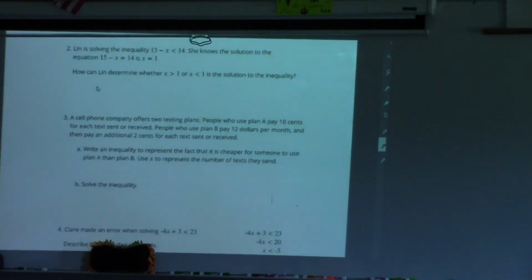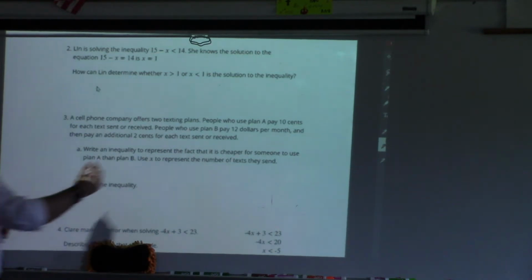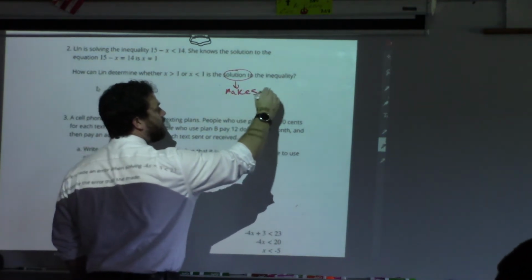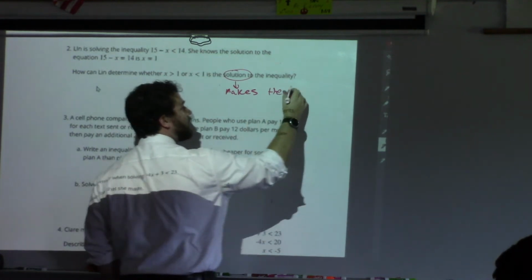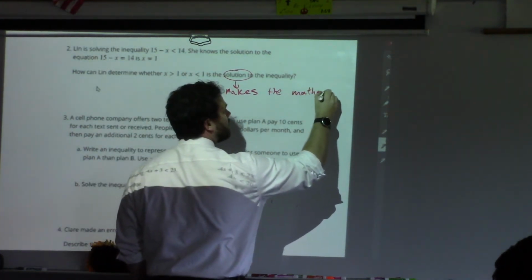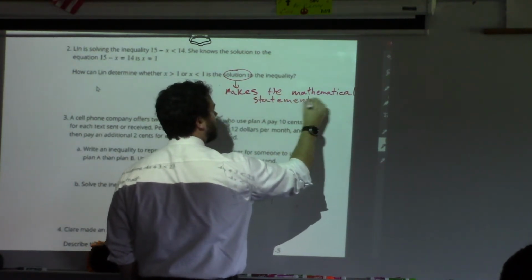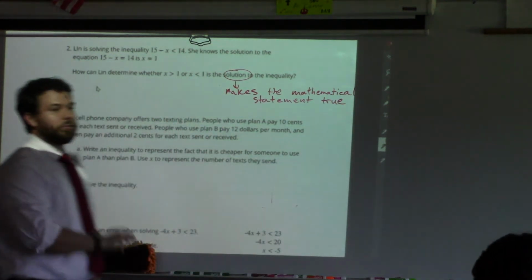Well, then you need to write this note down next to number 2. We've done this multiple days every single week, right? Okay, Shannon, what do you remember about a solution? Okay, so it makes an equation or what else? Inequality, true, right? If you have a solution that makes the mathematical statement, which can be an equation or an inequality, true. That is the most fundamental idea.